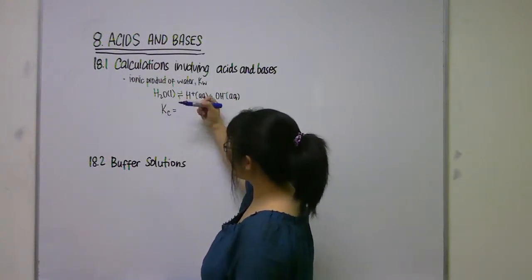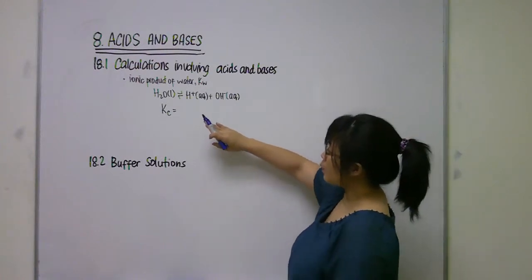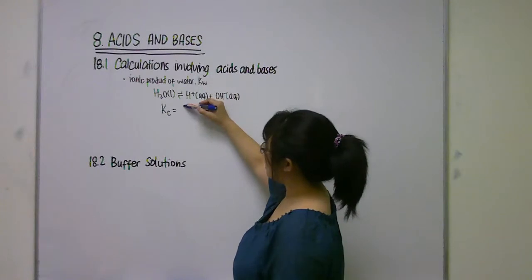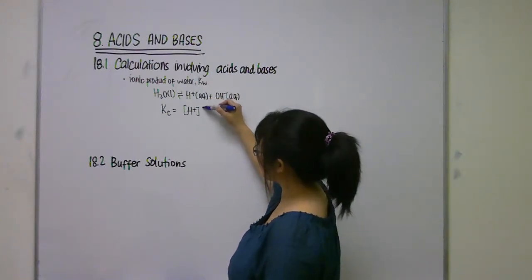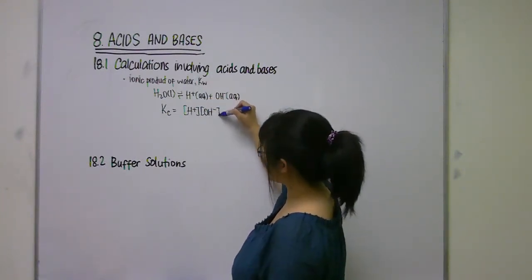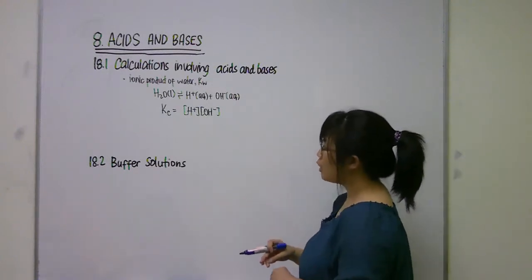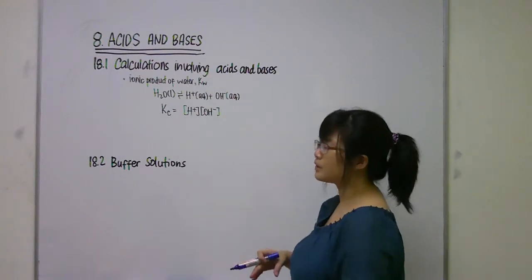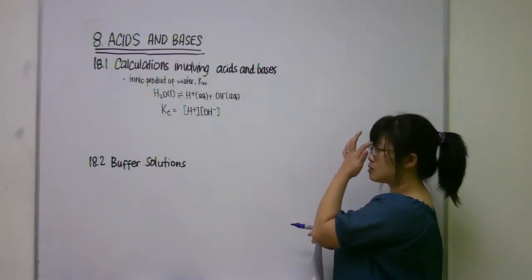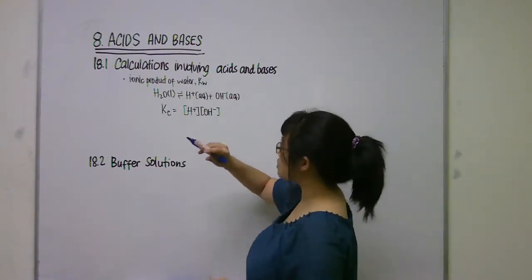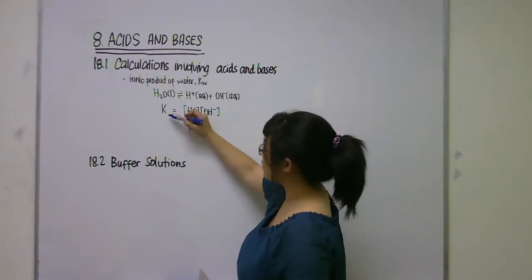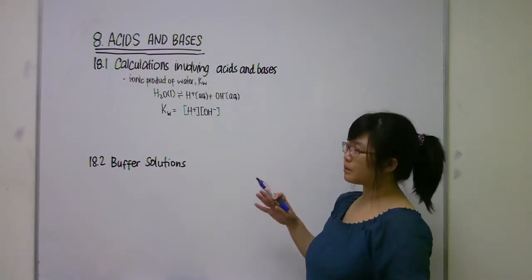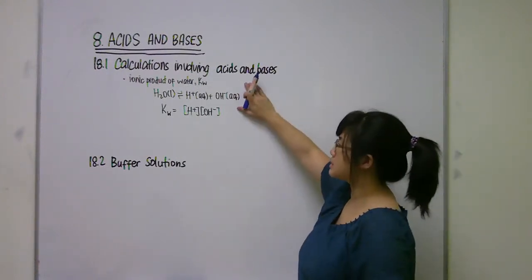Students should be able to come up with the Kc expression of this reaction. This will be just H plus multiplied by OH minus concentration. We'll ignore the water concentration because it's a different state from the rest. So Kc is like that, but in this case we give it a special name, Kw, for ionic product of water, but it's actually just the equilibrium constant of this dissociation.